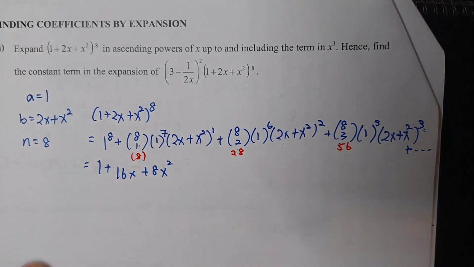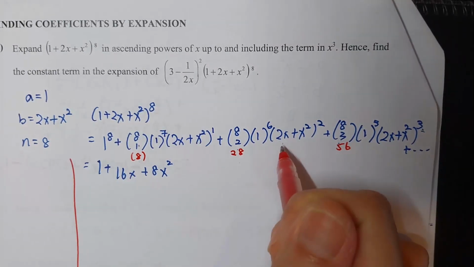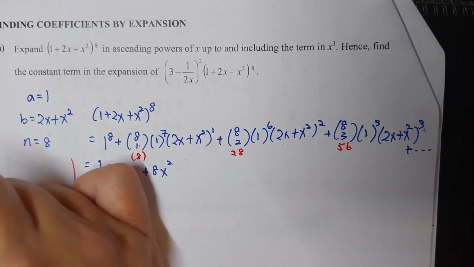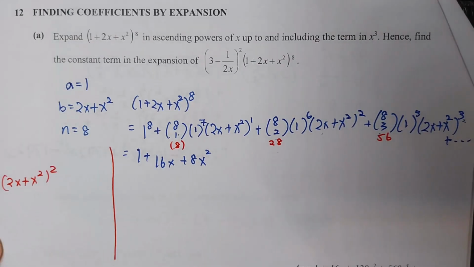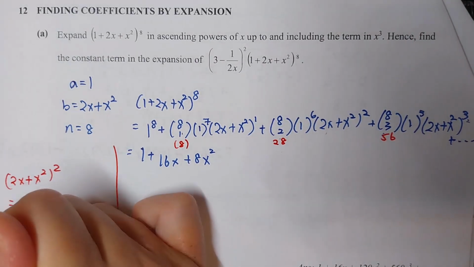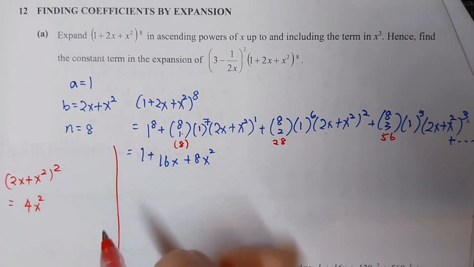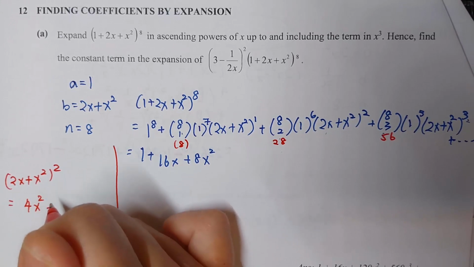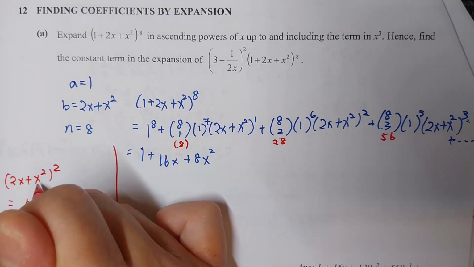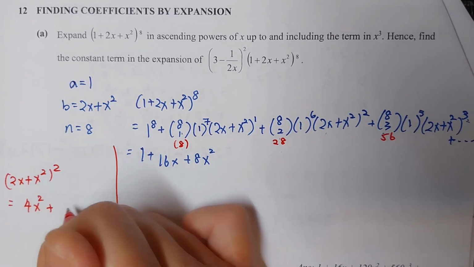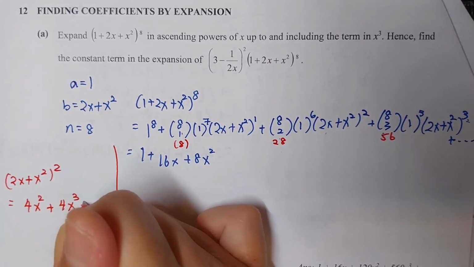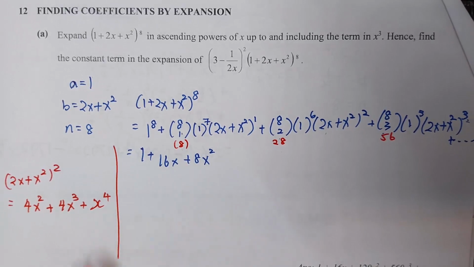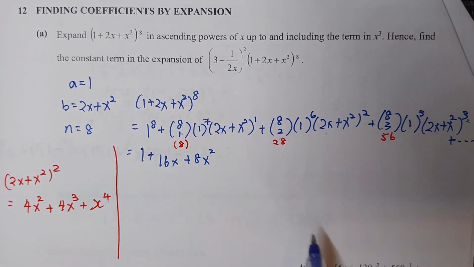You can have a side working if you want to. So we will have (2x + x²) squared. Let's do a side working. That will give us 4x² plus 2x³ plus 2x³, so it will be 4x³, and then we have x⁴. Okay, let's use this.